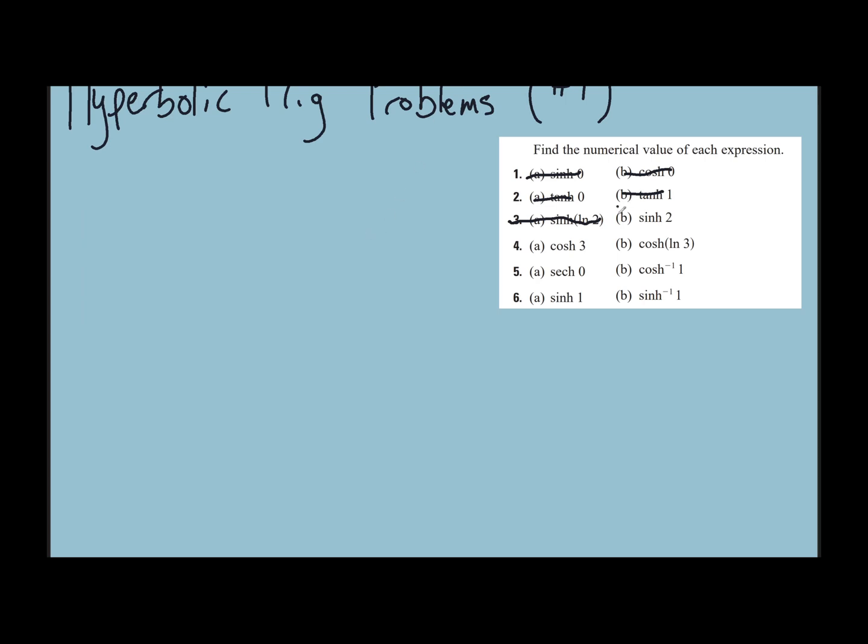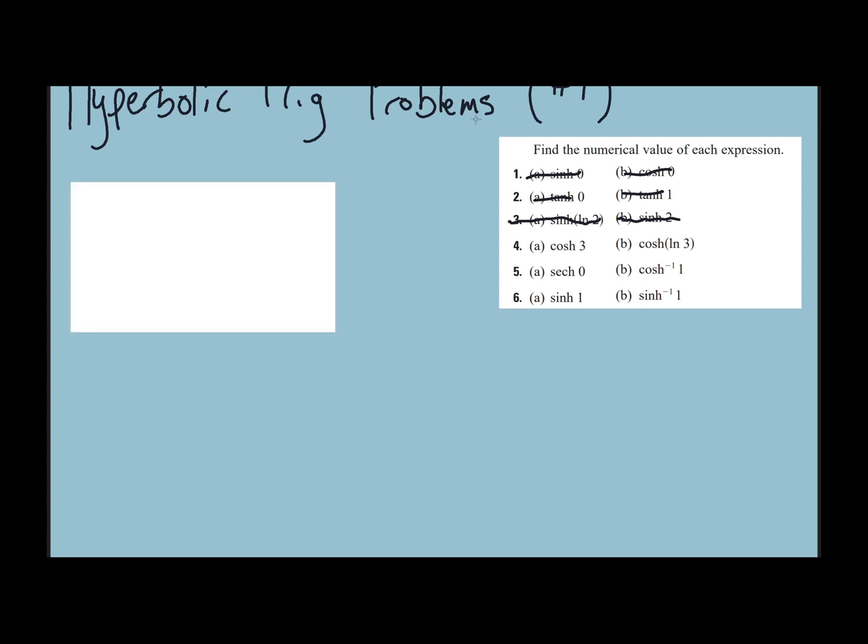Who's next? Hyperbolic cosine of 3. Again, that's kind of the same thing. It's e to the negative 3 plus e to the 3. Divide that by 2. Make this into 1 over e cubed. And just create the numbers for this and solve for it. There's nothing special about that. It should be about 10. I want to say it was about 10.1. Nothing special about that one.